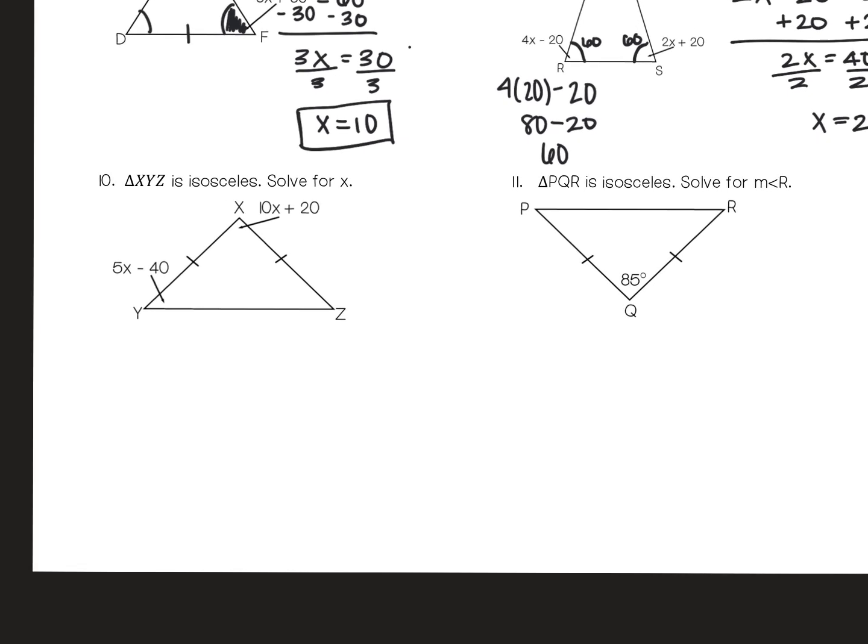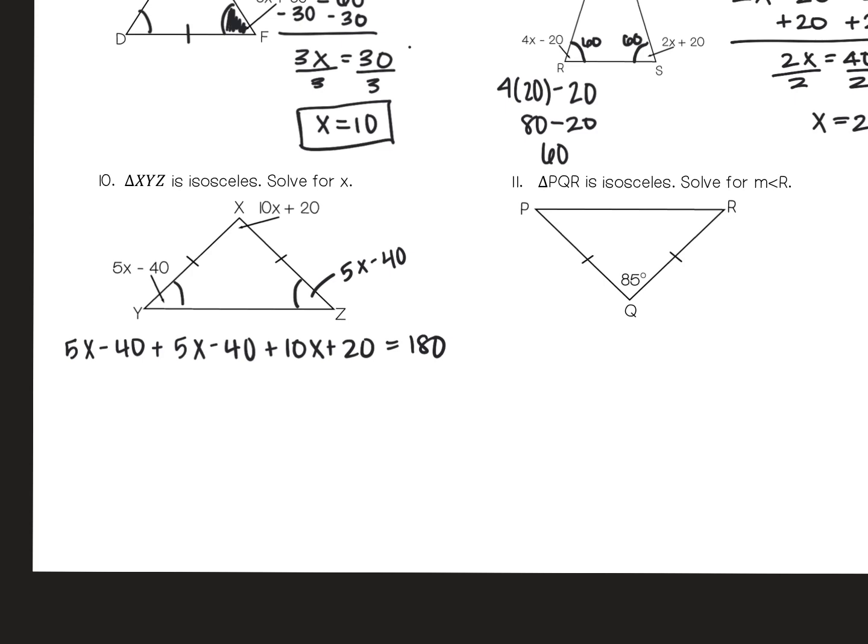Then for this next one, number 10, XYZ is isosceles. So again, that means that two sides are the same, and it means that these base angles are congruent. So if Y is 5x minus 40, so is Z, which then allows us to add all these angles together. So 5x minus 40 plus 5x minus 40 plus 10x plus 20, and we know that angles of a triangle always add up to be 180 degrees.